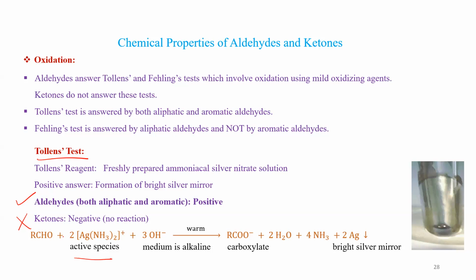So suppose I have taken an aldehyde, it will react with this silver complex, and the medium is alkaline. Aldehyde will get oxidized to carboxylate, and silver plus will get reduced to silver metal, and that silver metal occurs as bright silver mirror. So if I do this reaction in a test tube, I'll get the formation of a bright silver mirror on the walls of the test tube.